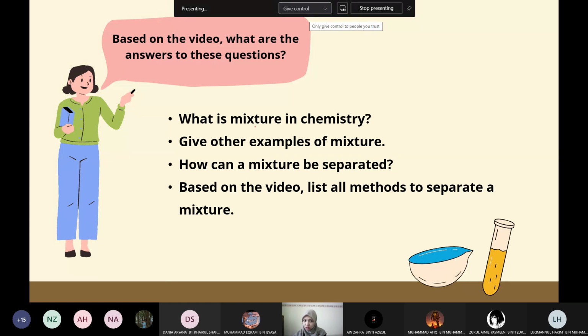So what is a mixture? What is the definition of mixture in chemistry? And can you give examples of mixture? And how can we separate a mixture? And based on the video just now, can you list all the methods to separate a mixture?